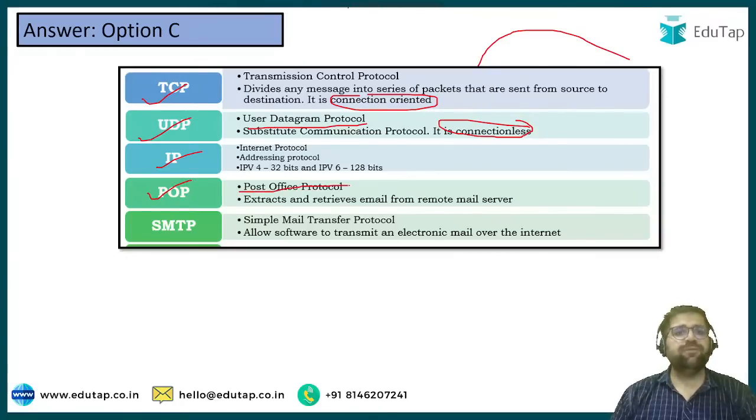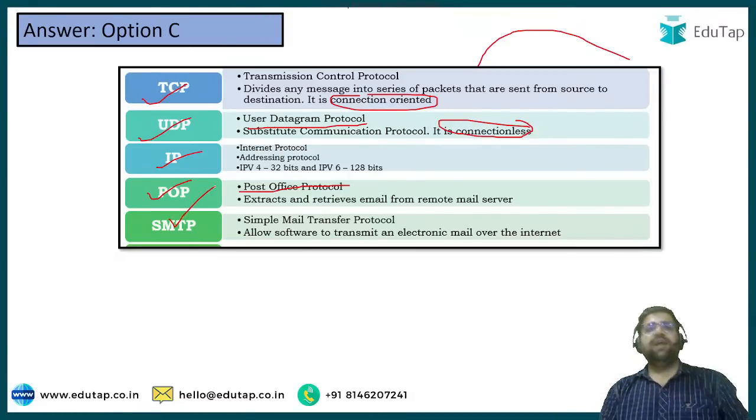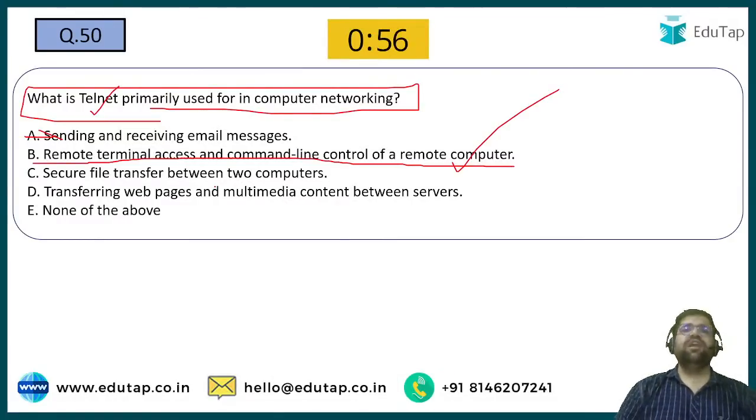POP is Post Office Protocol. This particular protocol will allow you to extract different types of emails. But SMTP, which is your Simple Mail Transfer Protocol, will be there to send different types of mails. So these are certain very important types of protocol. Now Telnet is again a protocol which will allow you to do what? Remote login, as simple as that.